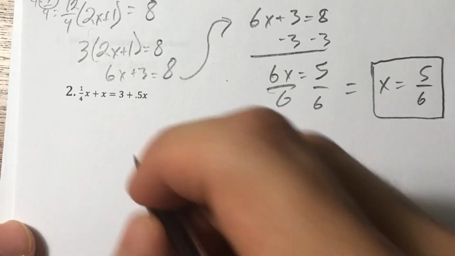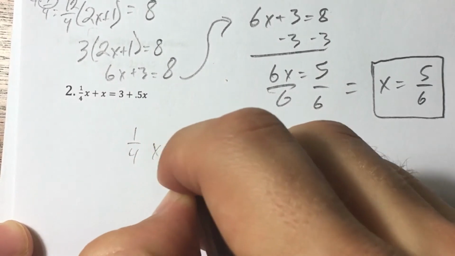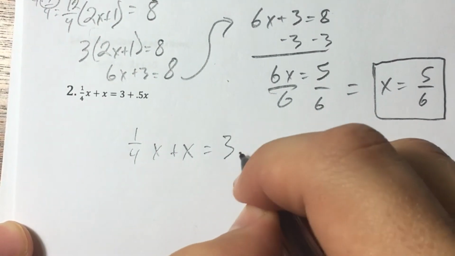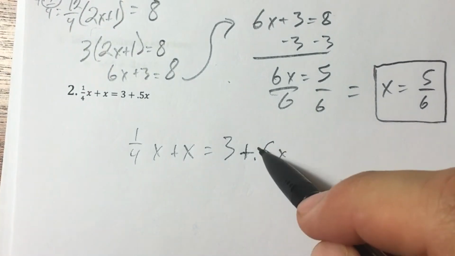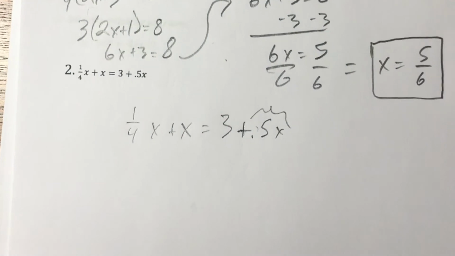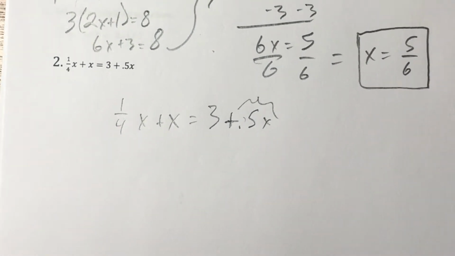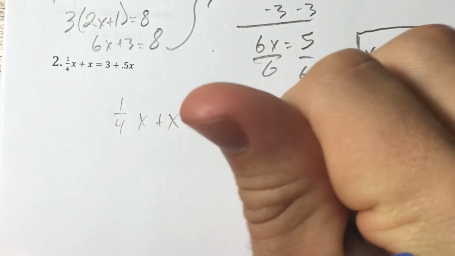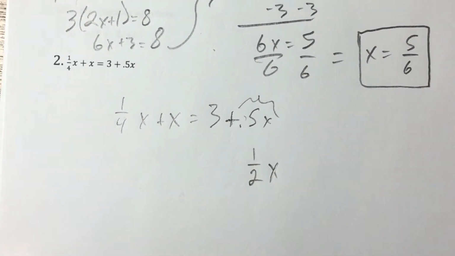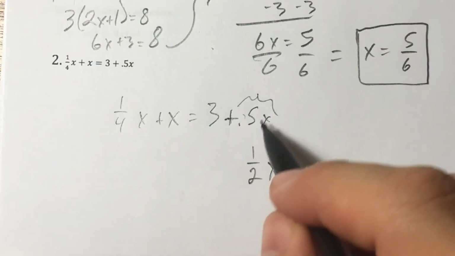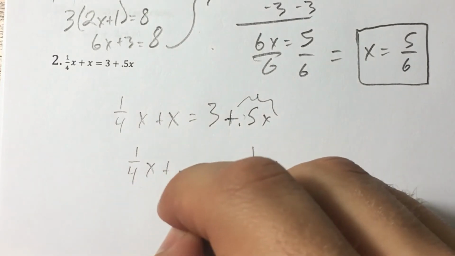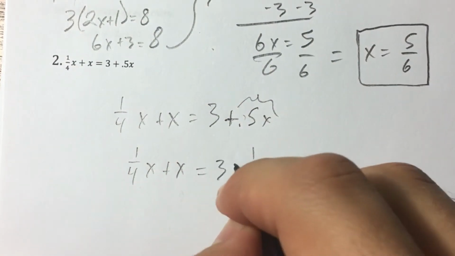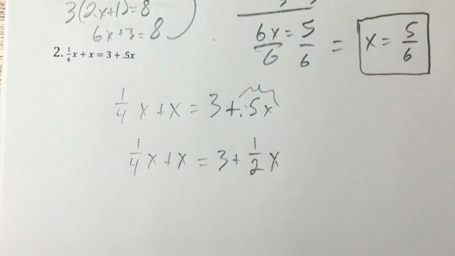Alright, so in number 2 we have 1/4 x plus x equals 3 plus 0.5 x. Now right away you might notice a difference right here. This is not a fraction, but 0.5 is one of our commonly used decimals, so I can just change that to a 1/2 x. We know that 0.5 is the same as 1/2. So I'm going to rewrite our whole equation now that we've converted everything to fractions. 1/4 x plus x equals 3 plus 1/2 x.